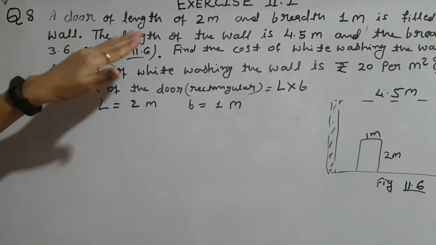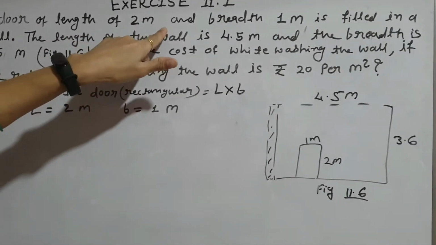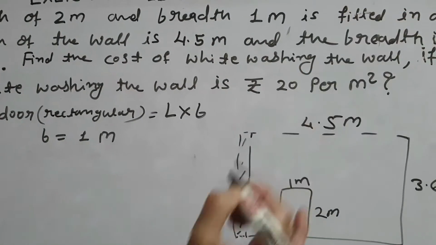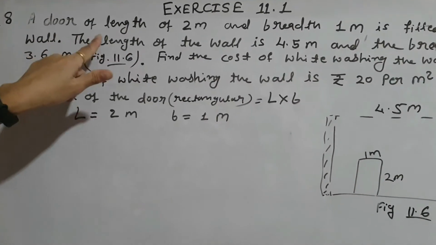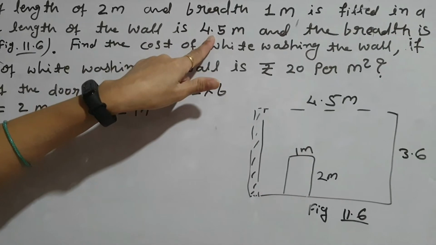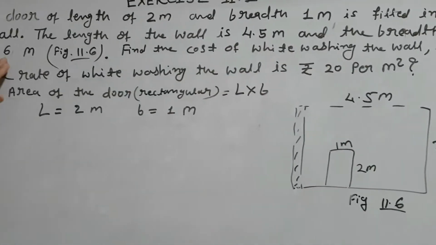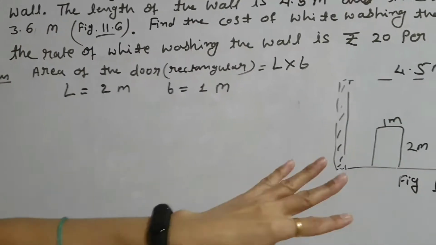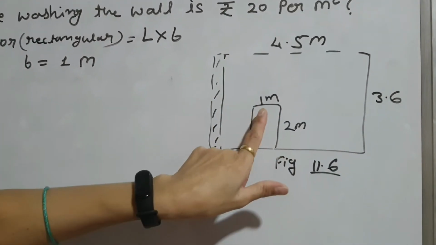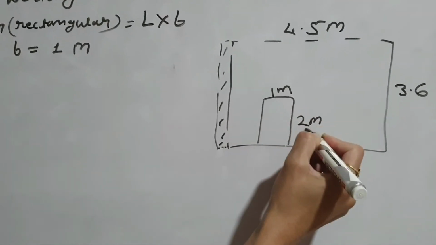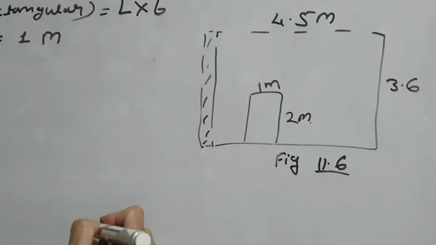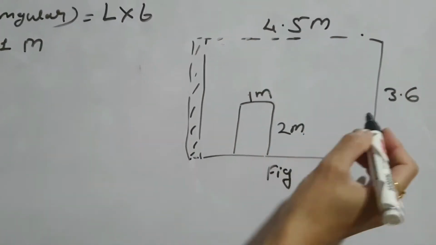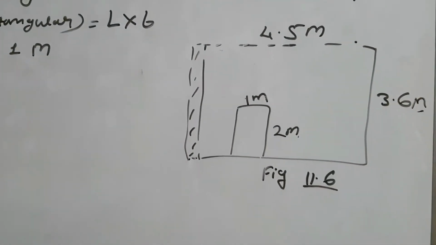Question 8. A door of length 2 meter and breadth 1 meter is fitted in a wall. The length of the wall is 4.5 meter and the breadth of the wall is 3.6 meter. So we can see here this is the wall, this is the door. Length is 2 meter and breadth is 1 meter. This is the door and this is the complete wall. Length is 4.5 meter and breadth is 3.6 meter.